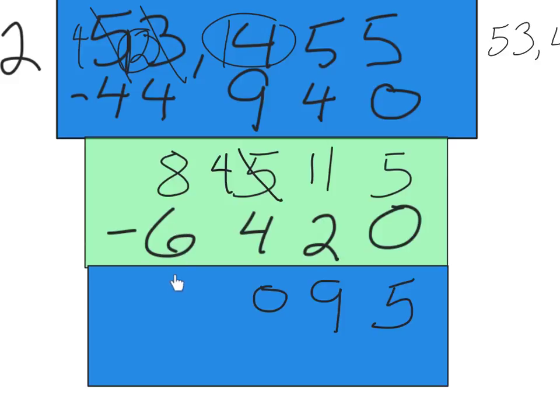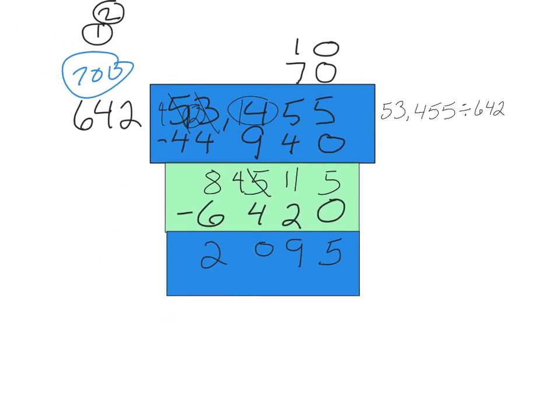And 8 minus 6 will give me 2 right there. Superb. So now I'm going to shrink this so I can look here again. And 642 now cannot fit into 209. So I'm working all the way over here in the ones column. And I'm trying to figure out how many times 642 will go into 2095.